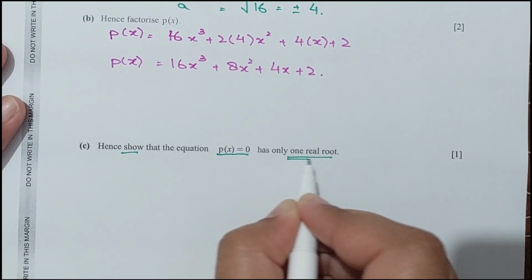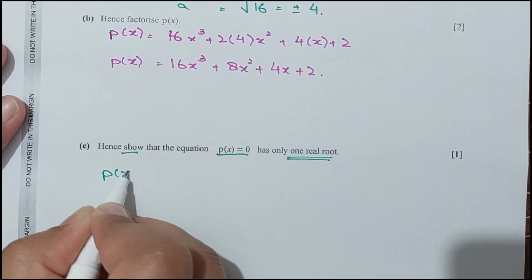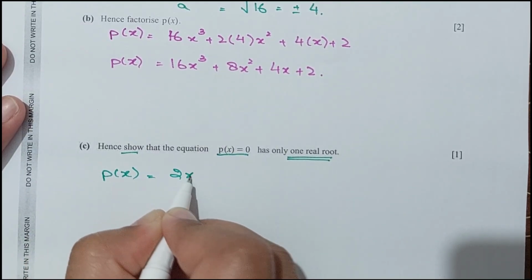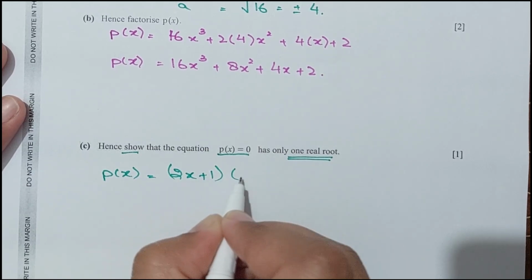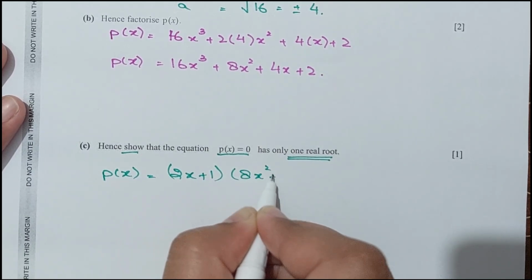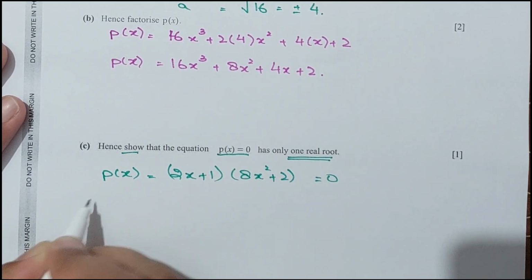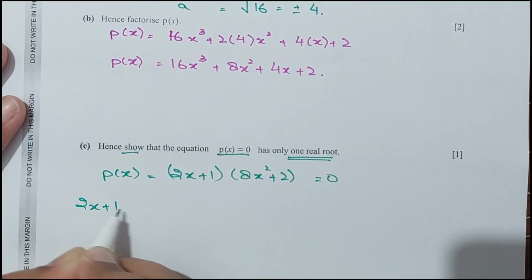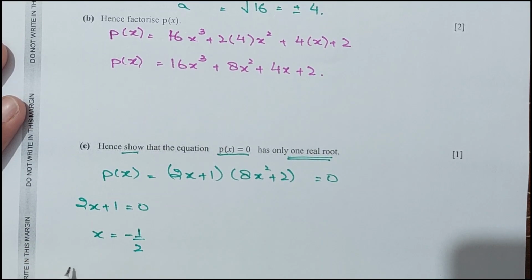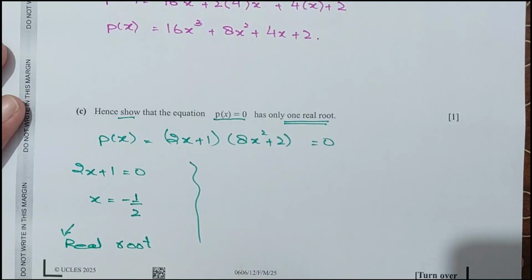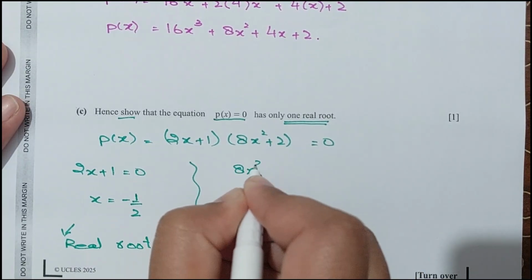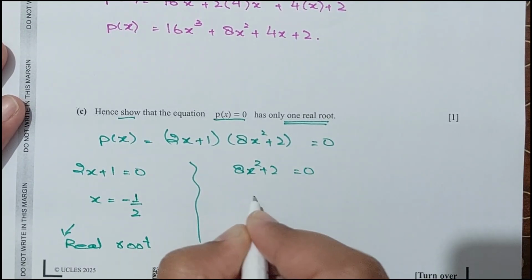it has only one real root. So we have p of x which is equal to 2x plus 1 and 8x square plus 2. You have to put this equal to 0. So 2x plus 1 equals 0. From here x is equal to minus 1 by 2, and this is a real root, right? Now for the other one, we can say 8x square plus 2 is equal to 0.